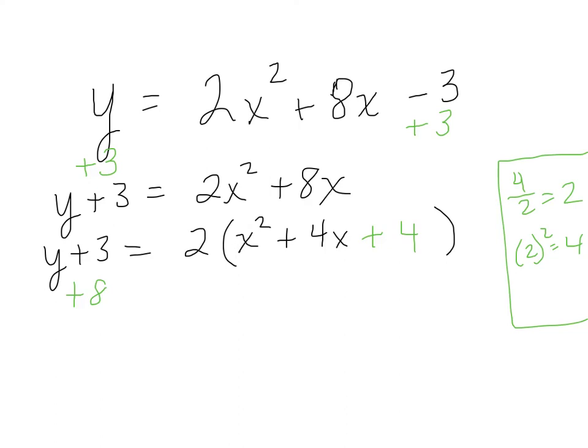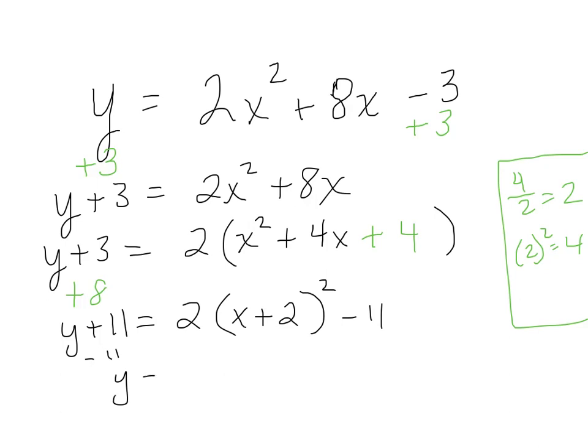Okay, so everybody gets what's happening here, all right? So now you're going to continue with the problem. So I have y plus 11 equals, now the 2 is still going to sit there, but I am going to factor that trinomial. It's x plus 2 squared. Remember, if I multiplied x plus 2 times itself, I would get x squared plus 4x plus 4. I'm leaving that 2 on the outside. Now move your 11, and you're done. Minus 11.